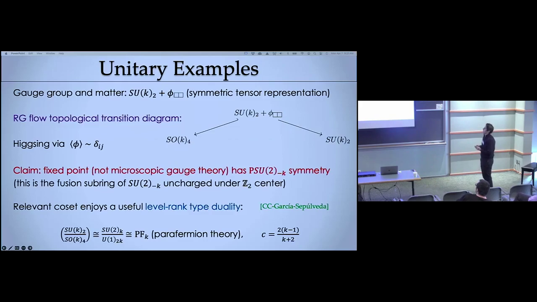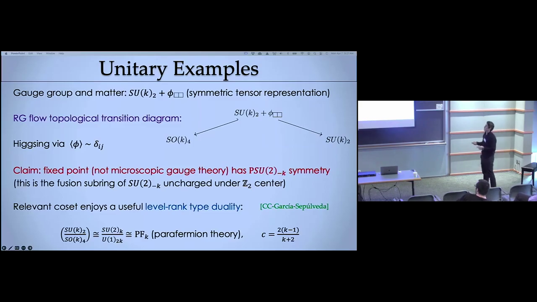So we'll talk about the gauge group SU(K) level 2, and the matter will be phi in a symmetric tensor representation. So a single symmetric tensor scalar. And the Higgsing is that we can tune the potential so that phi develops an expectation value like delta_ij. So this is our RG flow diagram. In the massive phase, phi is just lifted, and you get SU(K) level 2. In the Higgs phase, phi condenses, and it breaks SU(K) to SO(K), and the level jumps.